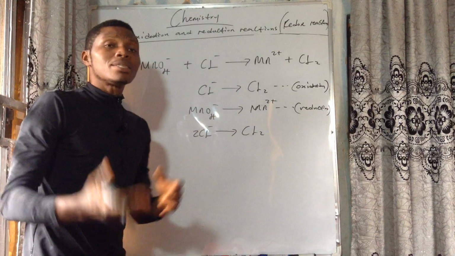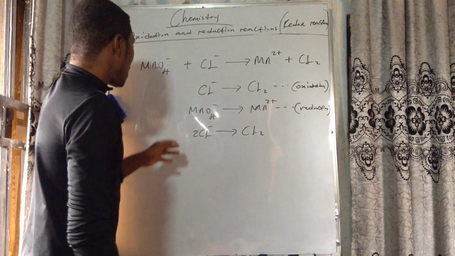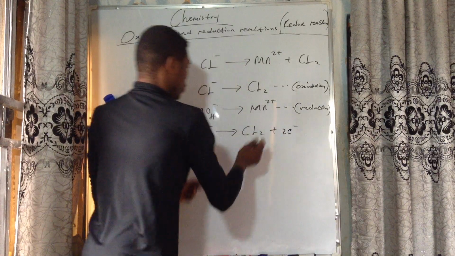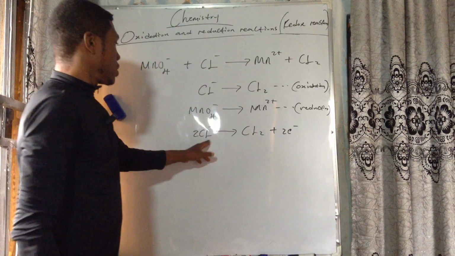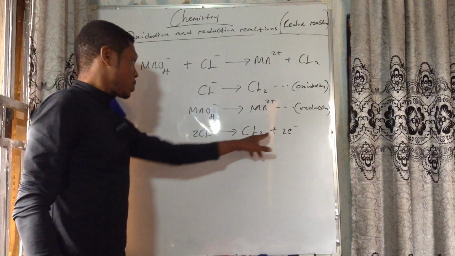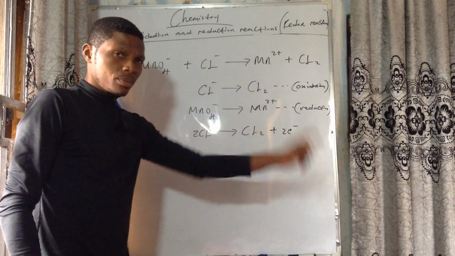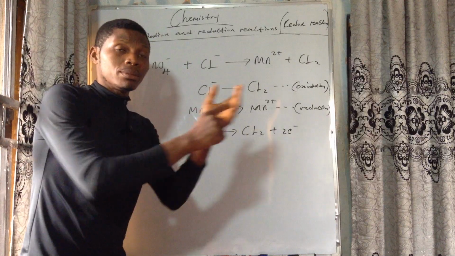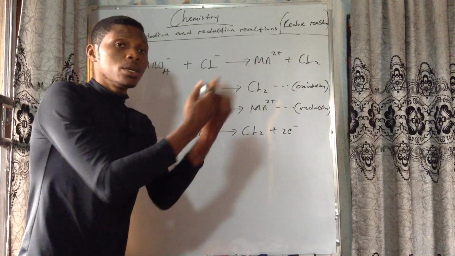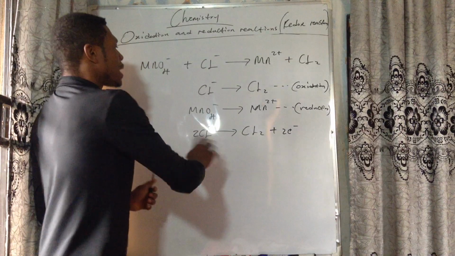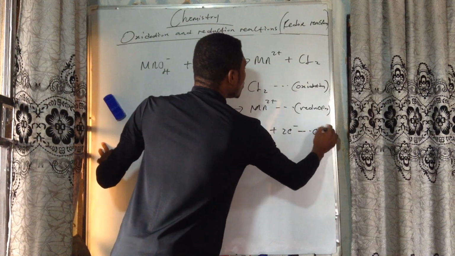The next thing that remains is balancing by charge. Now, 2Cl minus, of course, you will put 2 electrons here, plus 2 electrons. You are balanced by charge. 2 Cl minus giving 2 electrons: 1 chlorine goes with 1 electron, the other chlorine goes with another electron. So you are balanced by charge. Now, this equation is complete. You call it equation 1.